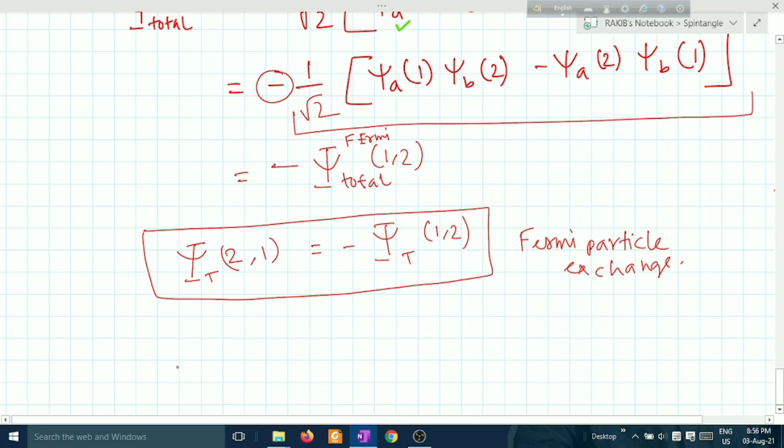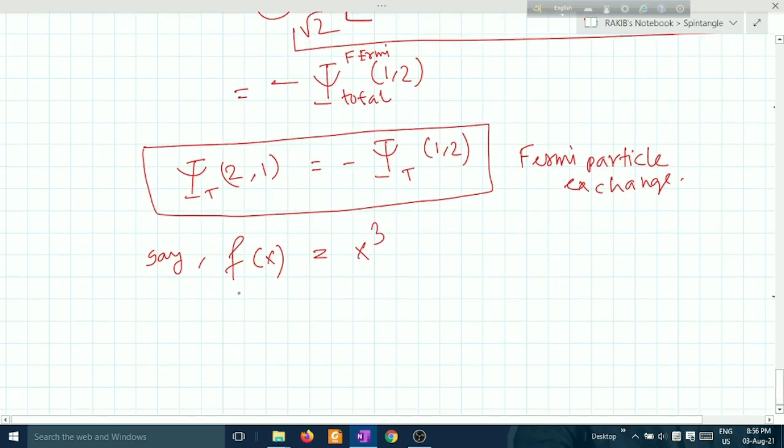We know what an antisymmetric wave property is, that inverting the space changes the sign. Say a function f of x is written like x cube. Suppose an antisymmetric function. Is this antisymmetric or not? Let's check. Put minus x in the place of x. Then what will happen here?